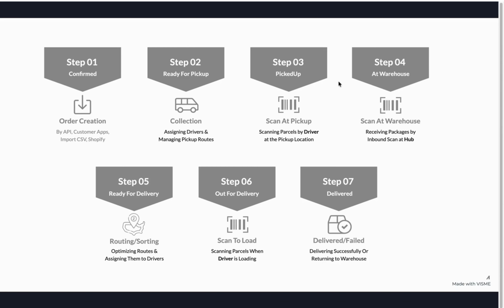And then the driver brings packages into the warehouse. Here within the warehouse or the hub, the operation team can do inbound scan and packages will be updated to at warehouse. Step number five, we will create routes, optimize them, and assign them to drivers for delivery. And then step number six, the driver comes into the warehouse. He scans the packages one by one and they will be updated to out for delivery. It means the driver is leaving the warehouse and moving for the delivery.